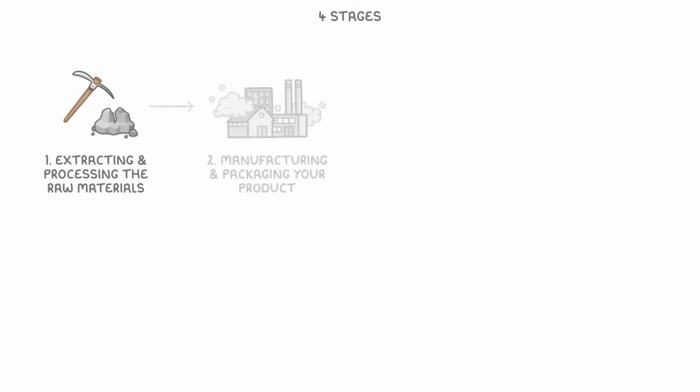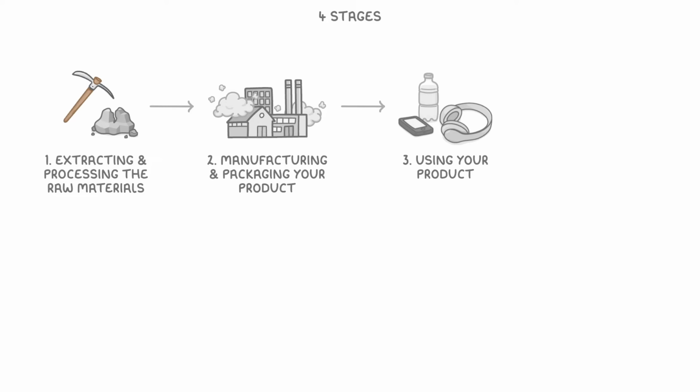There are four main stages to a life cycle assessment: extracting and processing the raw materials, manufacturing and packaging your product, using your product, and finally disposing of it. And the important thing about each of these stages is not to memorize lots of facts or examples, but to generally understand them, so that you can apply that logic to compare different products.